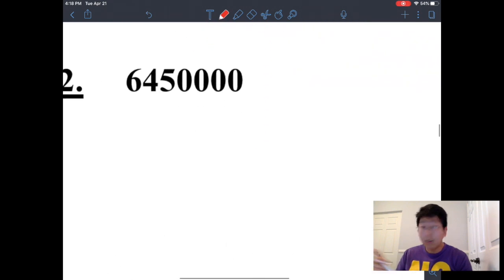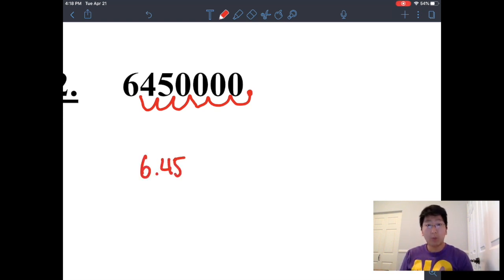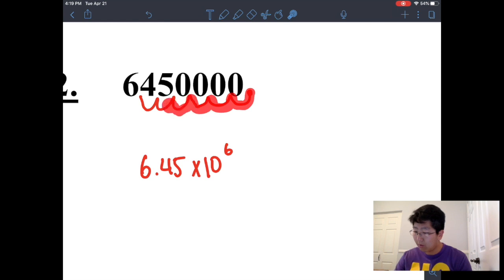Here's another example. The decimal point is at the end, right? And we move it over 1, 2, 3, 4, 5, 6. Why? Because we want to get the decimal point where it's 6.45. 6.45 is greater than 1 and less than 10, okay? And it's times 10 to the 6th. We moved it over 1, 2, 3, 4, 5, 6 times, okay? So here is our answer.